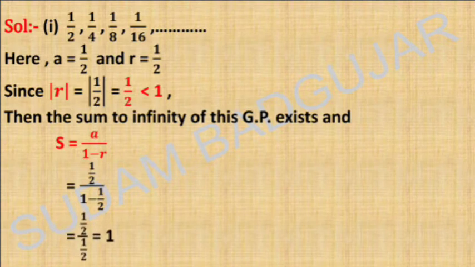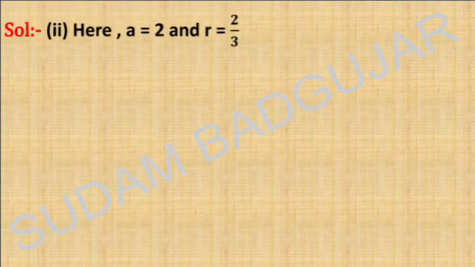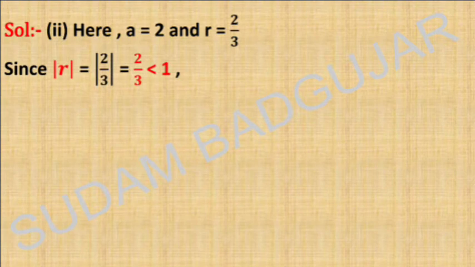Okay, its addition is 1. Means the infinite sum is there. See, in this sequence there are infinite terms, but adding all these you will get 1. It's a very simple formula. Now question number second. Here A is equal to 2 and R is equal to 2 by 3. Then you have to verify this condition.